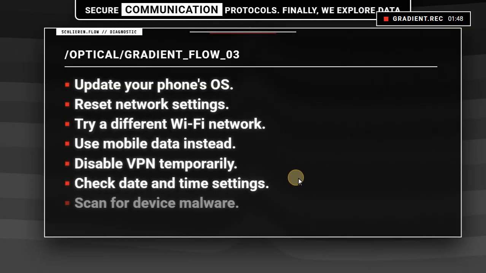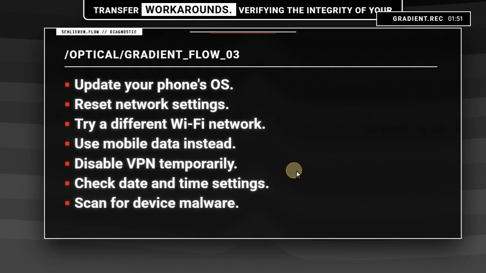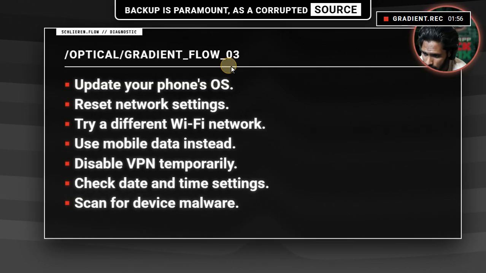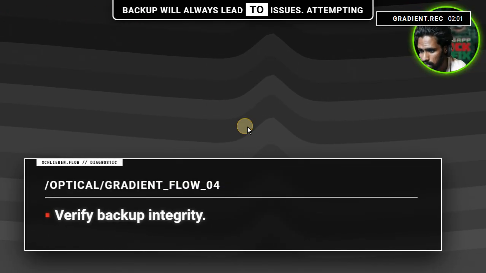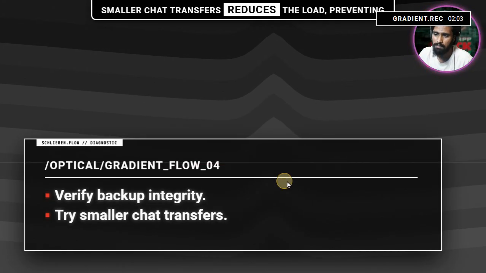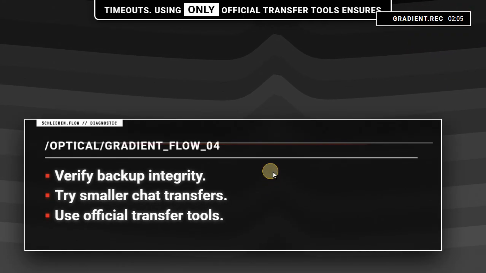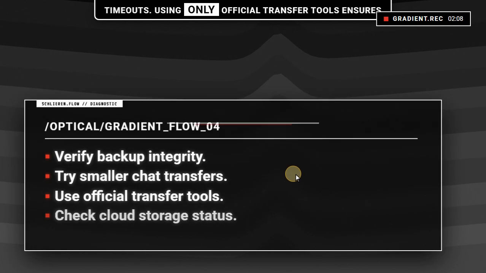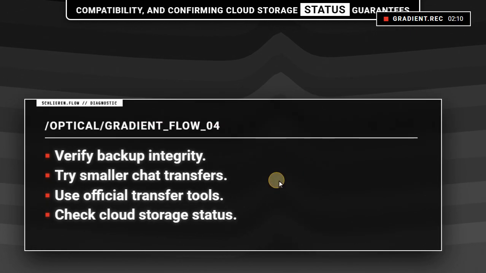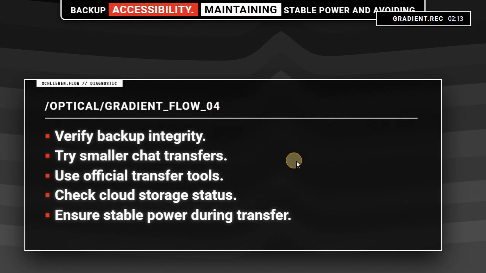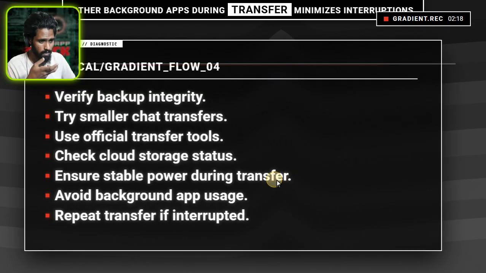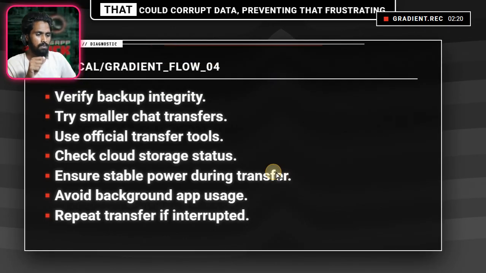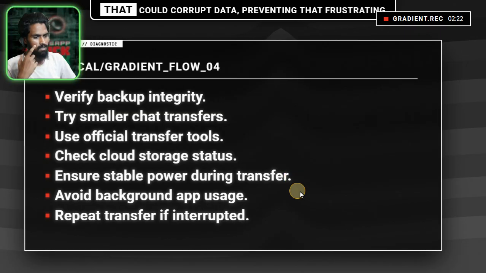Finally, we explore data transfer workarounds. Verifying the integrity of your backup is paramount, as a corrupted source backup will always lead to issues. Attempting smaller chat transfers reduces the load, preventing timeouts. Using only official transfer tools ensures compatibility, and confirming cloud storage status guarantees backup accessibility. Maintaining stable power and avoiding other background apps during transfer minimizes interruptions that could corrupt data, preventing that frustrating stuck screen.